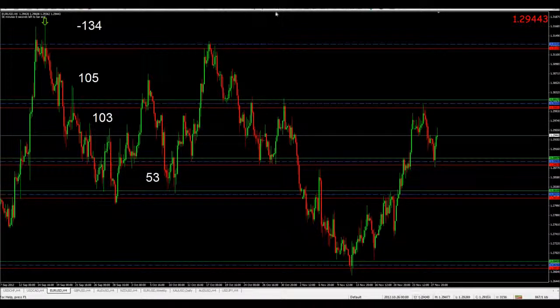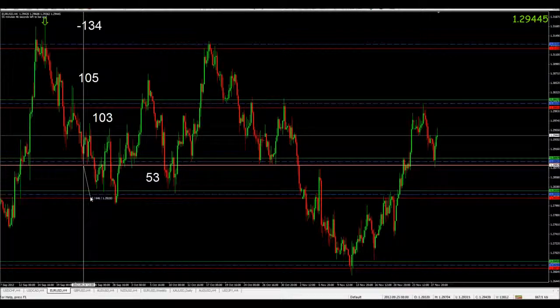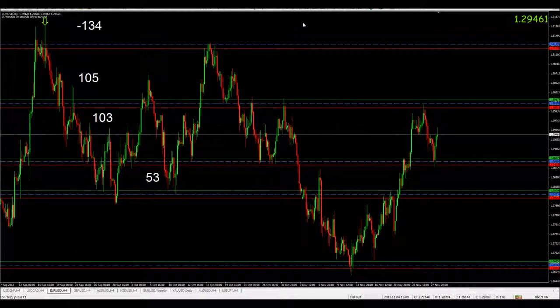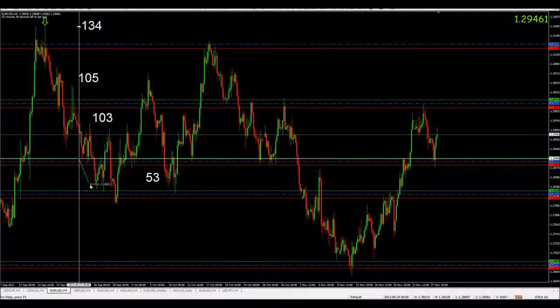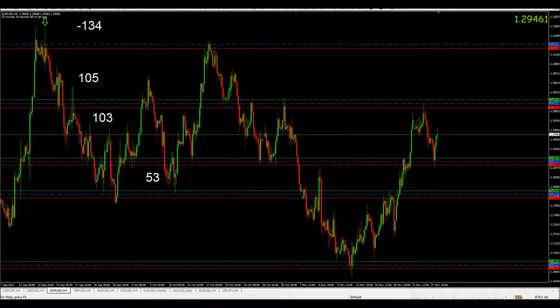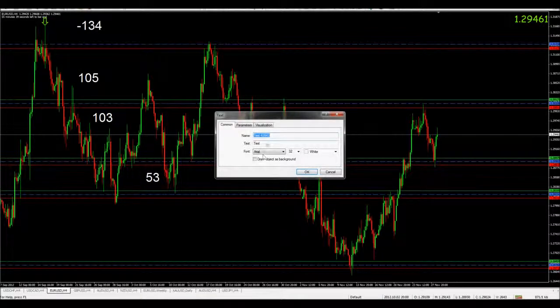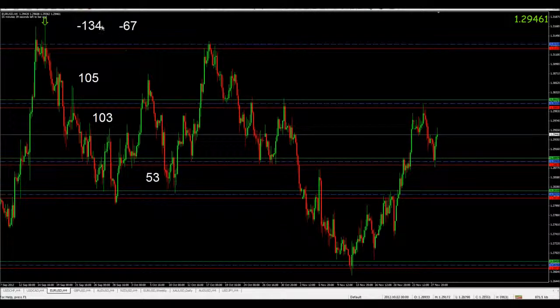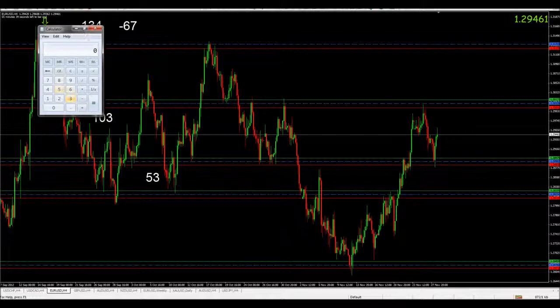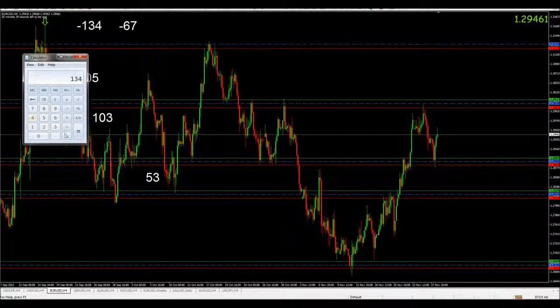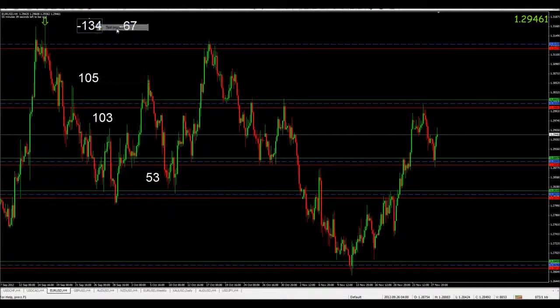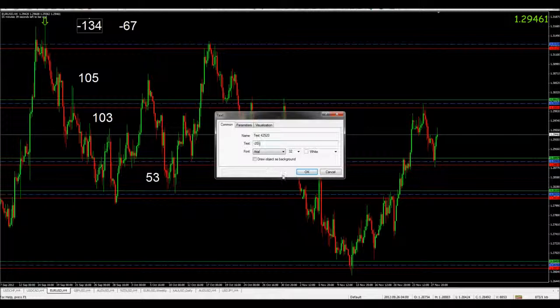I'll just add this one up. Oh, from the wrong spot, sorry. 67 pips. And this one is also an extra 67 pips too. So we can just go to our calculator. 134 plus 67 equals... okay, so we've got a negative amount here. By the time we get down here, 204 pips.